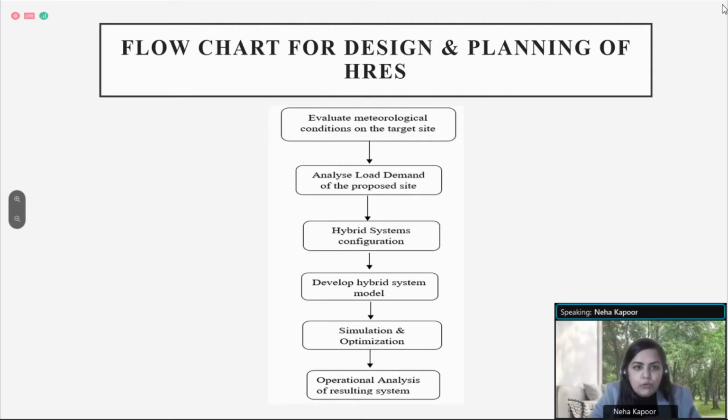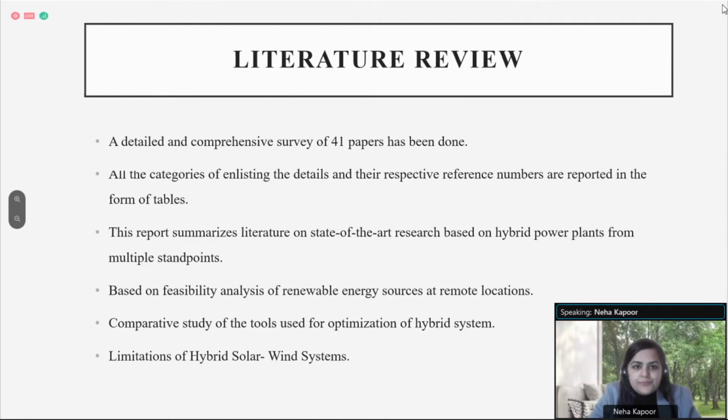So this is how we can go about the basic design and planning of an HRES. I have tried to do a literature survey of 41 papers, and all categories, enlisting the details and the respective reference numbers, have been reported in the form of tables in the paper as well. We are trying to summarize the literature on the state-of-the-art research based on hybrid power plants from multiple standpoints. I have tried to compare the feasibility of different locations, and then I have tried to compare the optimization techniques that were used and the limitations that we find for hybrid solar wind systems.